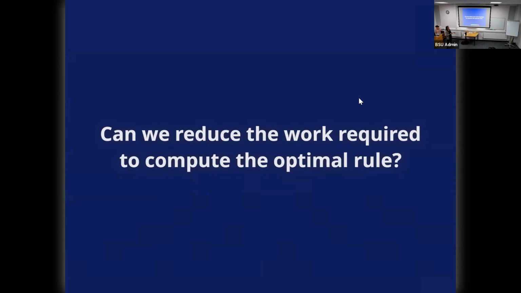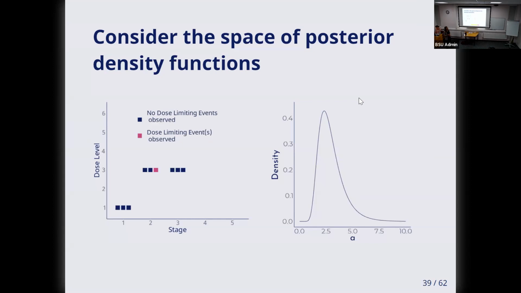And then once we want to go further, we have a separate issue. Can we reduce the overall amount of work required to compute the optimal rule? Well, what matters for decision making is the posterior density function for the model parameter A given the data. So we convert our data that looks like this into the posterior density function.